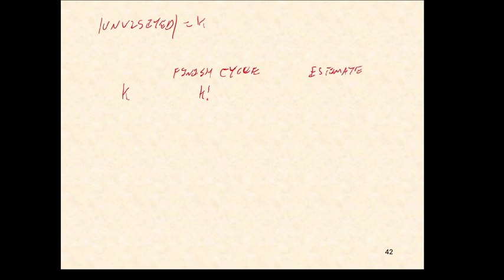Okay, so let's look at different values of K, where the number of unvisited is equal to K. I wanted to figure out the cost to finish the tour or the cycle. If I wanted to finish the cycle, it would cost K factorial. If I want to do the estimate, it would cost K squared plus 2K.